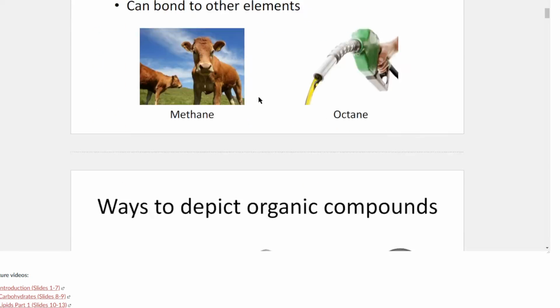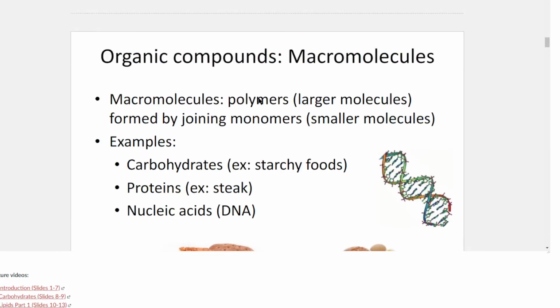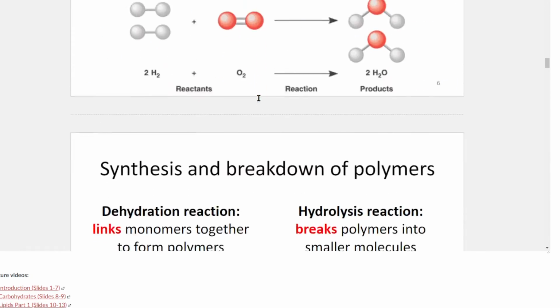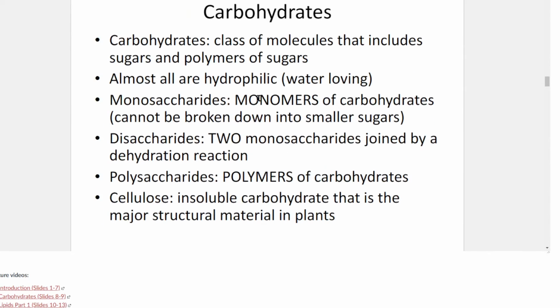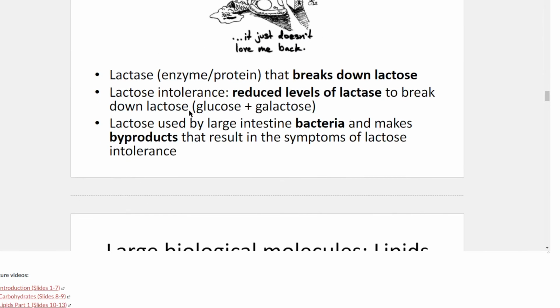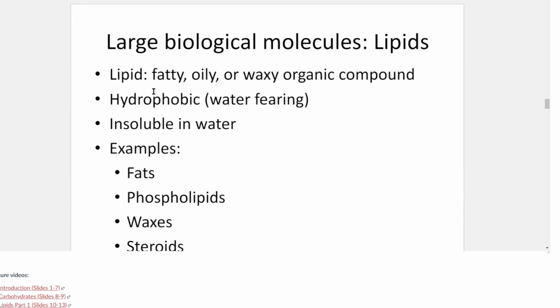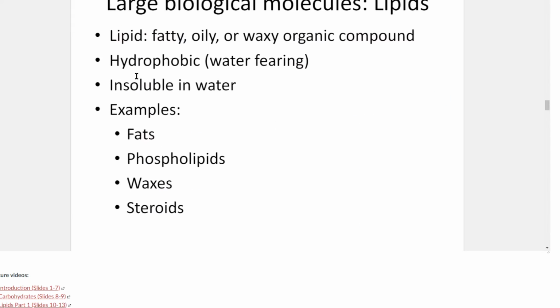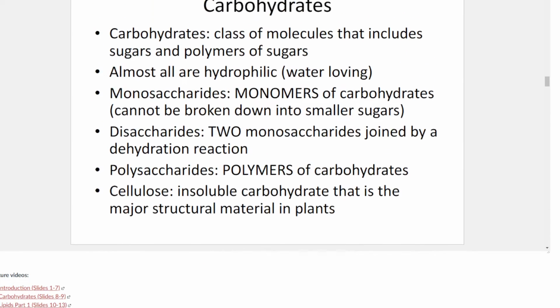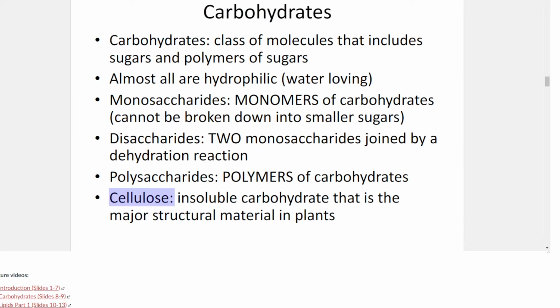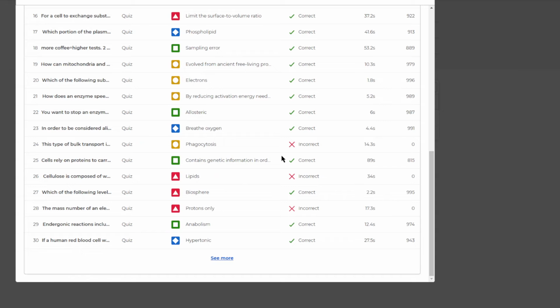So let me just show you this in action. Our first one is carbohydrates. Carbohydrates are sugars. Here are examples of sugars: lactose, glucose, fructose, cellulose. All of these are sugars, and sugars are carbohydrates.